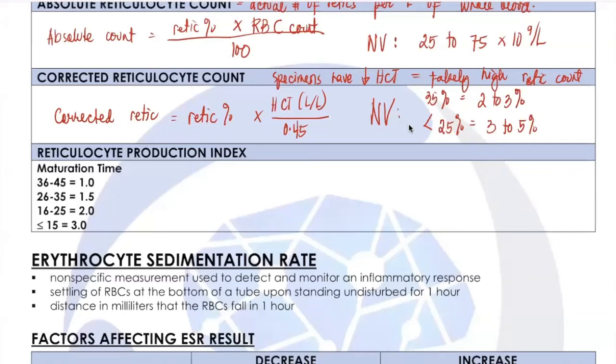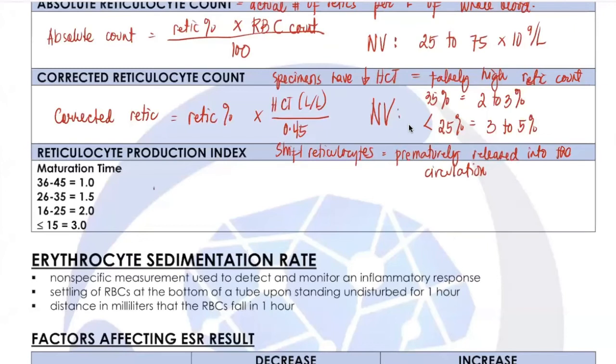Tawag natin dito guys sa mga reticulocytes that are being released earlier, we call them shift reticulocytes. These are the reticulocytes that are prematurely released into the circulation. And because of that, they are staying longer as reticulocytes in the circulation.